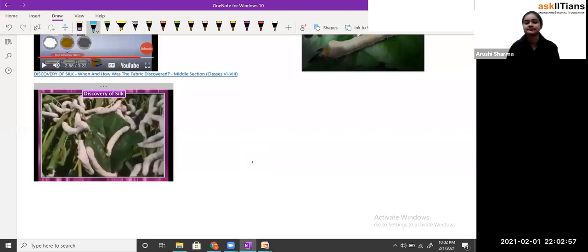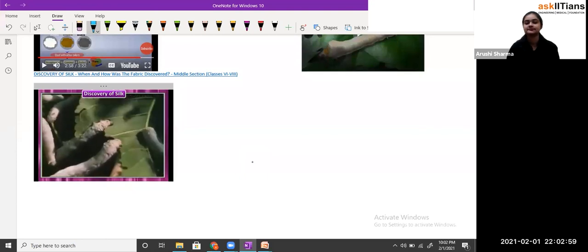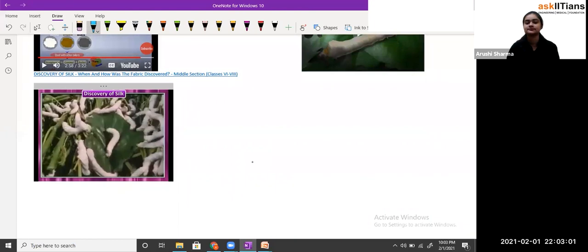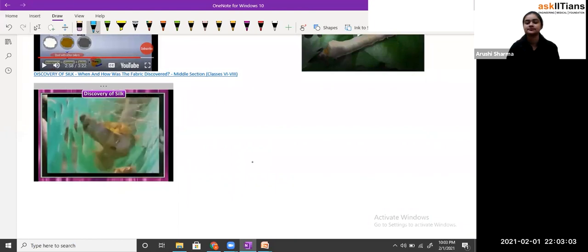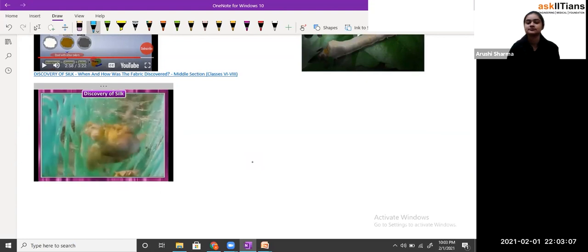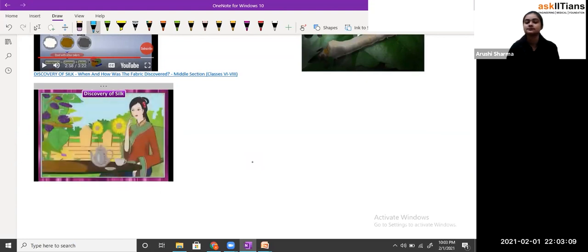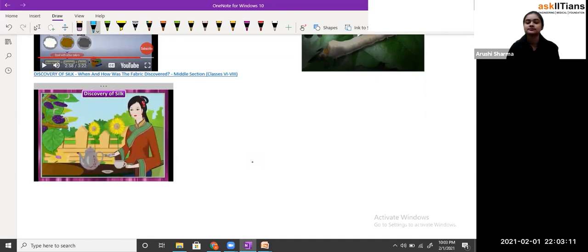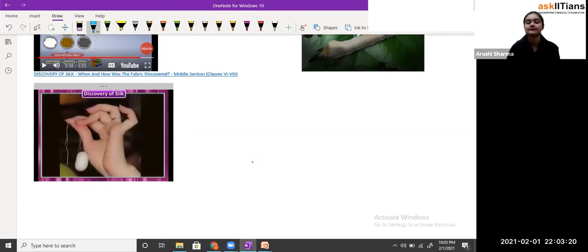She found some white worms eating up the leaves of the mulberry trees in her garden. She noticed that the worms were spinning shiny cocoons around them. She collected some of those cocoons. Accidentally, one of the cocoons dropped into her cup of tea. She noticed that the cocoon was actually made from a long thread that was both strong and soft.